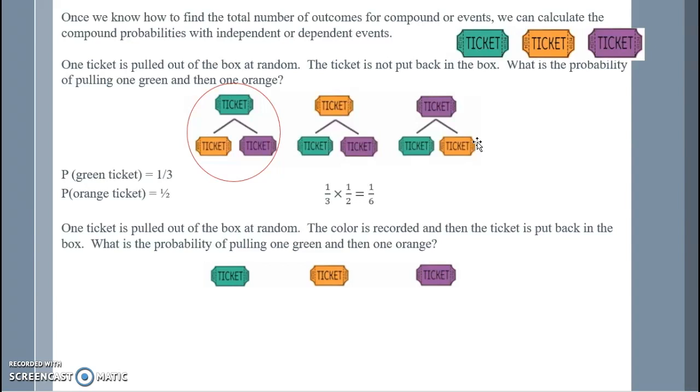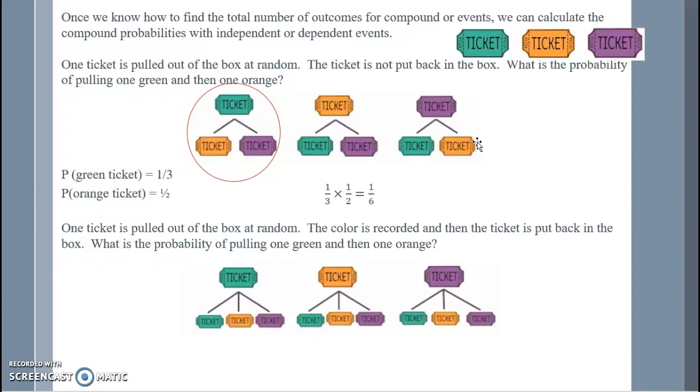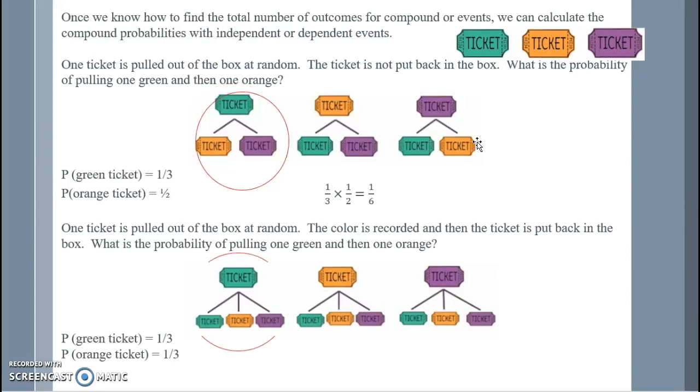One ticket is pulled out of the box at random, the color is recorded, and the ticket is put back in the box. So these would be considered independent events. What is the probability of pulling 1 green and then 1 orange? So if I put the green ticket back in the box, that means that I have all three to choose from for my second option. So still the probability of getting a green ticket is 1/3. We're still looking at that first set of options, and the probability of getting an orange ticket is also 1/3. So 1/3 times 1/3 is 1/9.